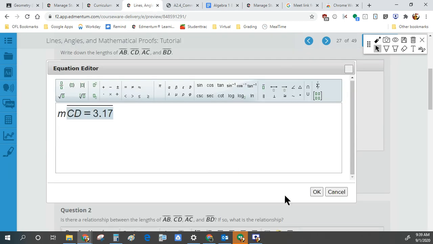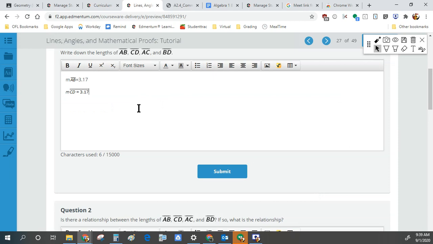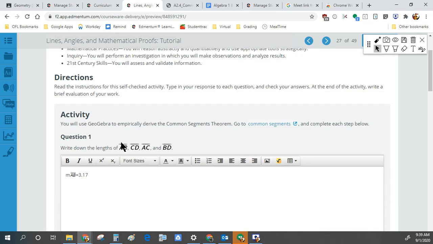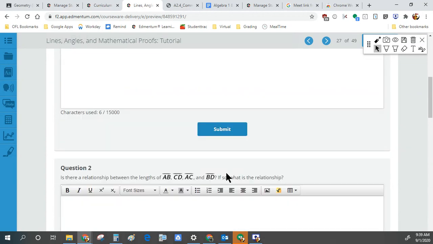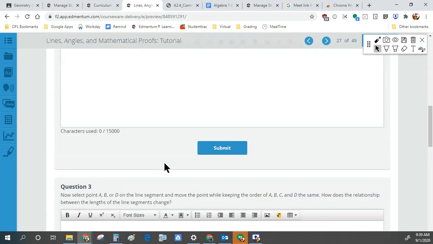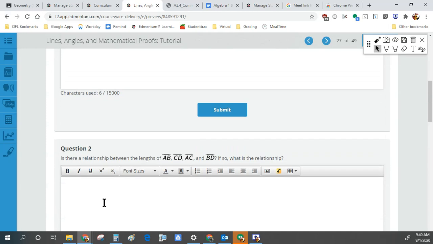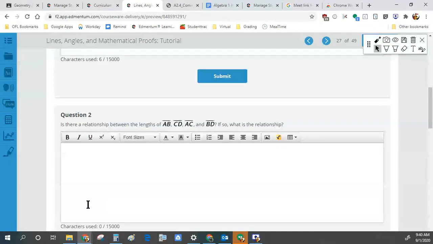3.17. Again, guys, I want to cover as much as I can, so I'm not going to fill all of these in, but you get the idea. They're doing it for all three of these. And I really wish I could do all of them for you guys, but we only have class for an hour, and I want to get through as much as possible. So what can we say about these?